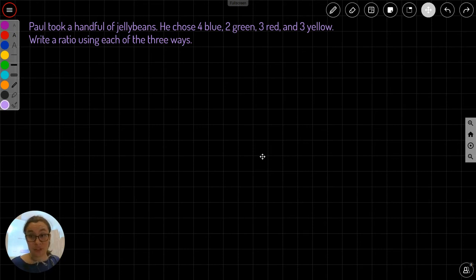Paul took a handful of jelly beans. He chose 4 blue, 2 green, 3 red, and 3 yellow. Our goal is to write a ratio using each of the 3 ways. And you will have seen on the previous slide that there are 3 ways to write a ratio.